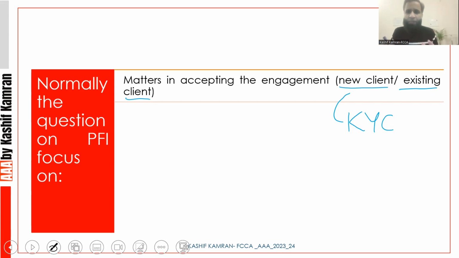Rest all the matters would be the same as you do for existing: you look into the ethical issues, you look into the fees, you look into the competence level, you look into the scope, you look into the assurance level, etc. So existing and new, everything remains the same. Only in the case of new, you need to add on the client integrity or know your client because the client is new. So you want to put emphasis on that as well. So please be sure from the syllabus area C, practice management, matters in accepting the engagement, whether the engagement is coming from a new client or an existing client.